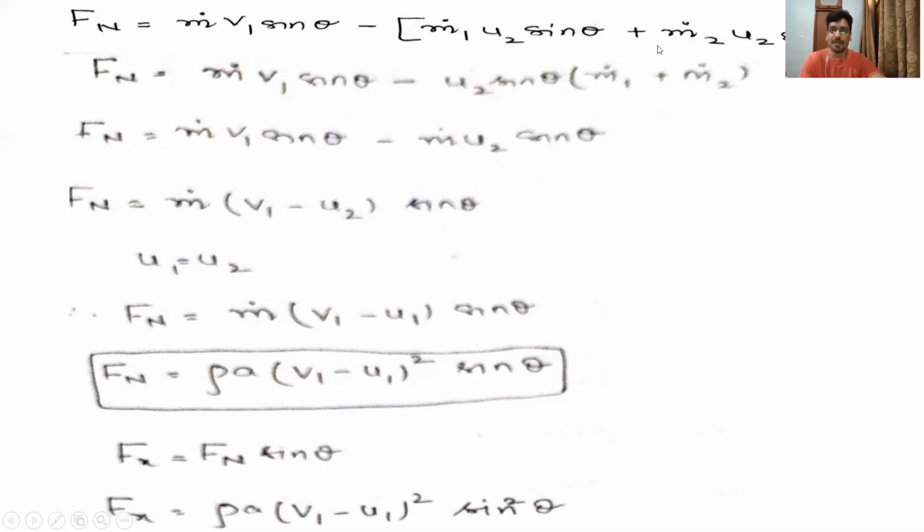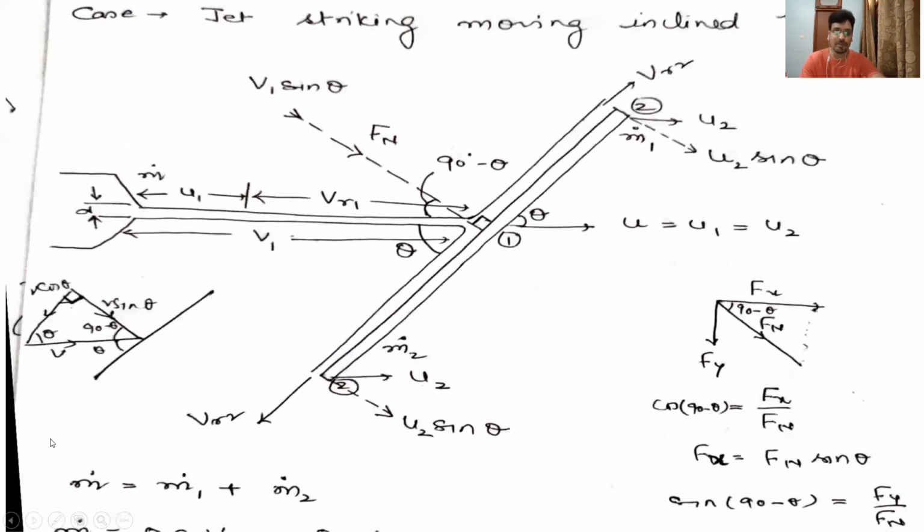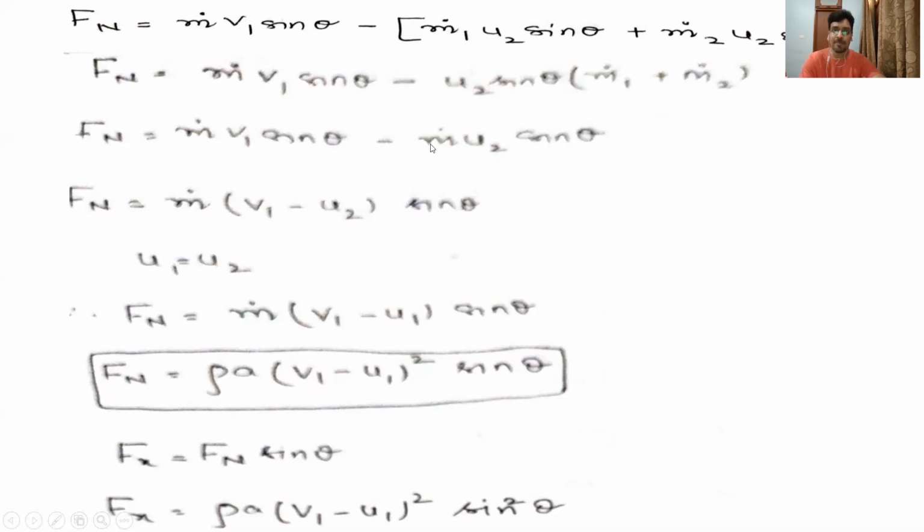This m1 plus m2 is equal to m dot. We have seen here that m dot equals m dot 1 plus m dot 2. So we can write m dot in place of m dot 1 plus m dot 2. So Fn equals m dot (v1 minus u2) sine theta.